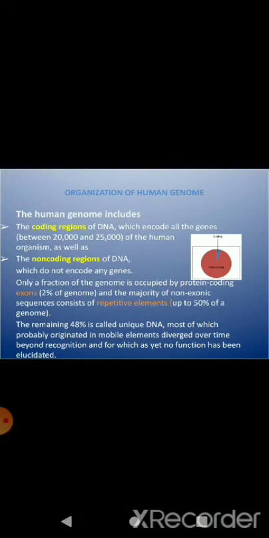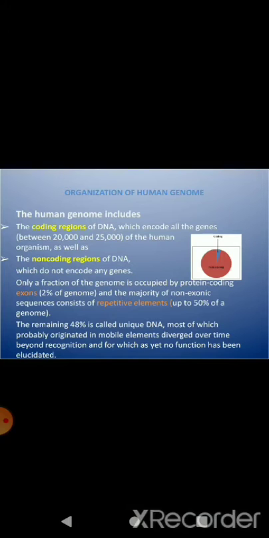The human genome includes the coding region of DNA, which encodes all the genes, between 20,000 to 25,000. However, the estimate of the number of human genes has been repeatedly revised with the advancement in genome sequencing and gene finding methods. Besides the coding region, the human genome also contains regions which do not encode any genes. So only a fraction of the genome is occupied by protein coding exons, and the majority of non-exonic sequences consist of repetitive or transposable elements. The functional exons contribute merely 2% of a genome.